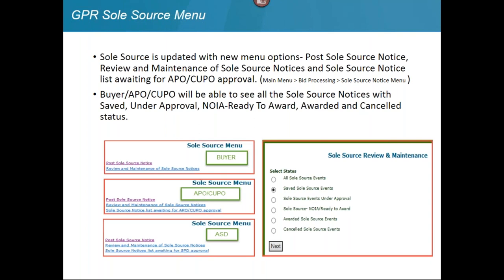The buyer or APO and CUPO will be able to see all the sole source notices that have saved, under approval, NOIA ready to award, awarded, and canceled status. Each role will be able to view the post sole source notice and the sole source review and maintenance menu options. The approval menu option will only be available to the APO, CUPO, and the agency sourcing division.